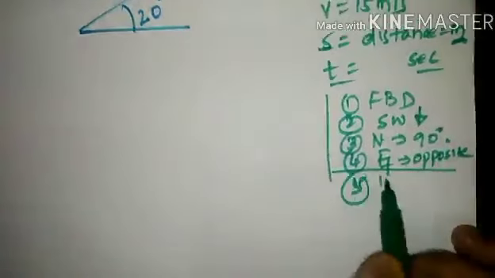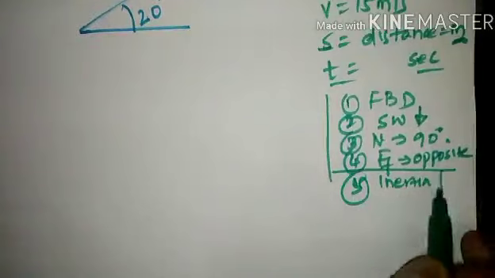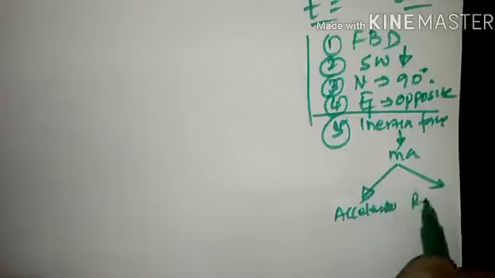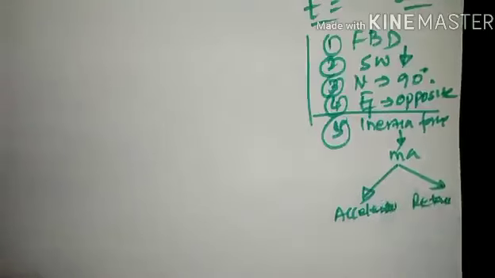Then the last one is inertia force, which is very important now. This inertia force is represented as ma, and the direction of ma depends upon two categories. We need to identify whether the body is under the state of acceleration or under the state of retardation. If the body is under the state of acceleration, then inertia force will be opposite to the movement of the body. If it is under the state of retardation, it will be towards the movement of the body.